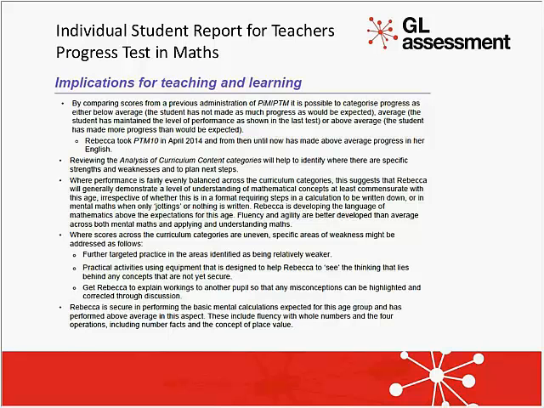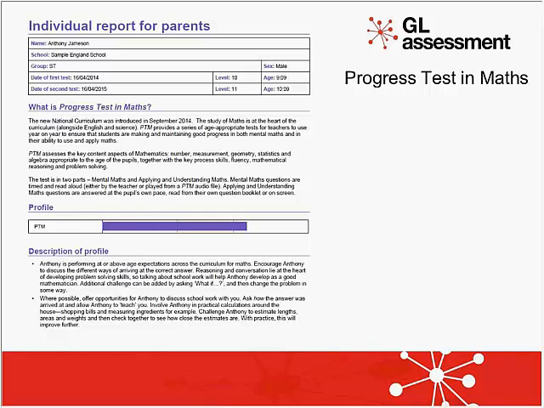Also within the individual reports, but this time an individual report for parents. A little bit of explanation at the top about what a progress test in maths is, why the school might be doing it, why it might be useful, and then at the bottom, the description of the kind of performance levels that the individual has made and how parents can interact with that to support progress.